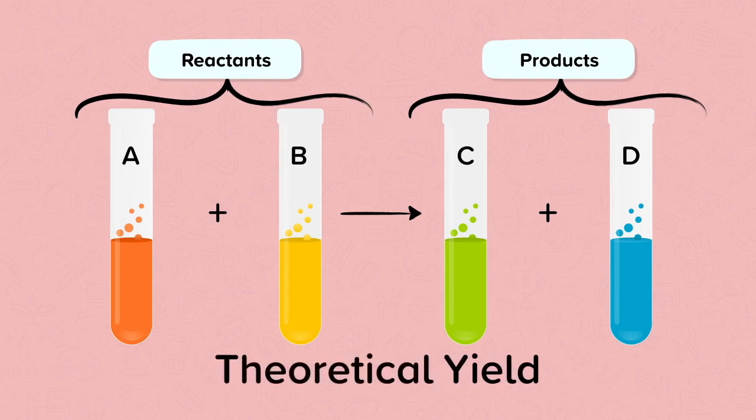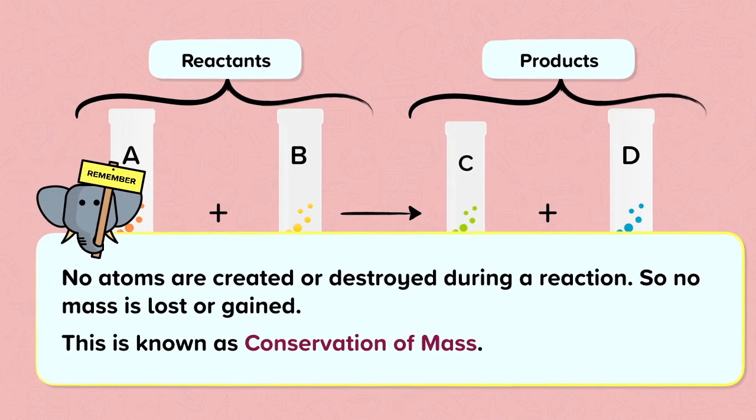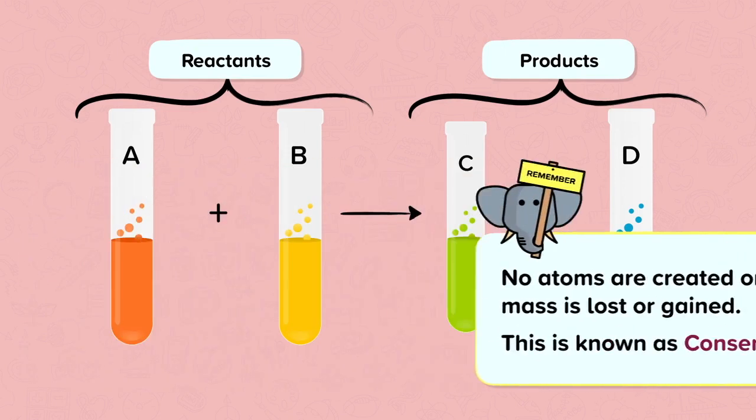So imagine that we calculated how much of A and B we needed to mix together in order to yield 50 grams of C, and we carried out our reaction. But the yield was only 40 grams. What could have happened? Remember that no atoms are created or destroyed during a reaction. So where has the mass gone?